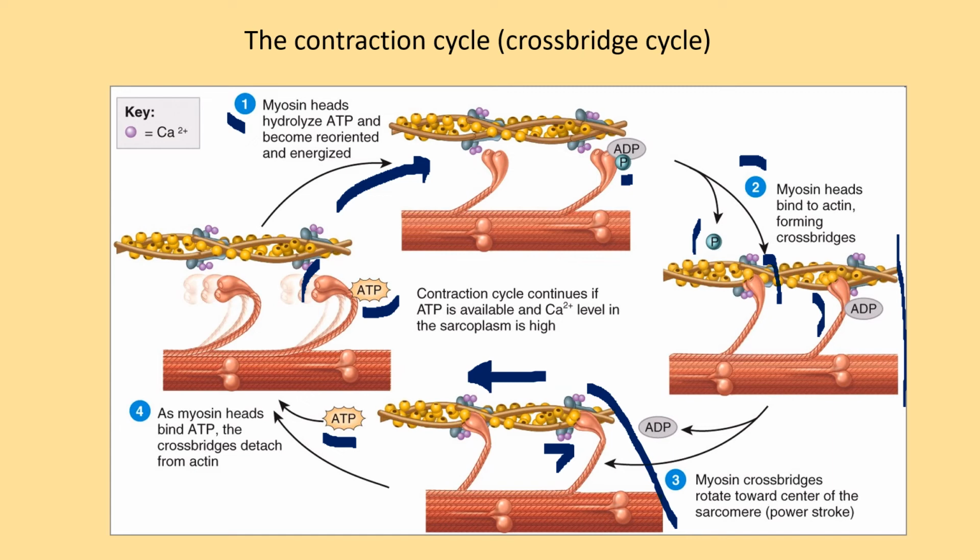This happens millions of times a second. The myosin heads operate asynchronously, so they're not all in the same phase of the cycle at the same time. At any one moment in time, some of the myosin heads are bound to actin, others are not. The myosin heads all work together to shove the thin filament toward the M line.